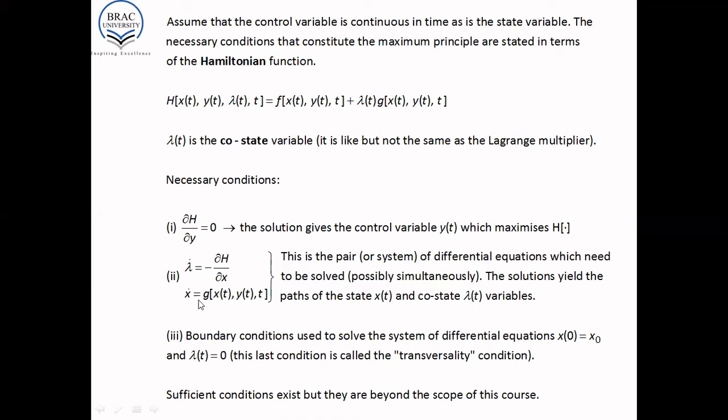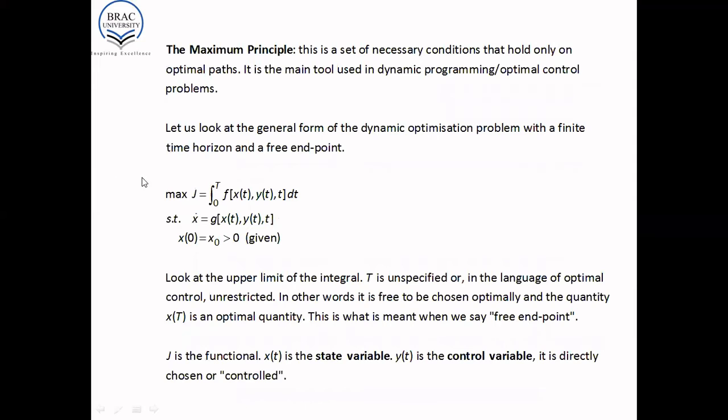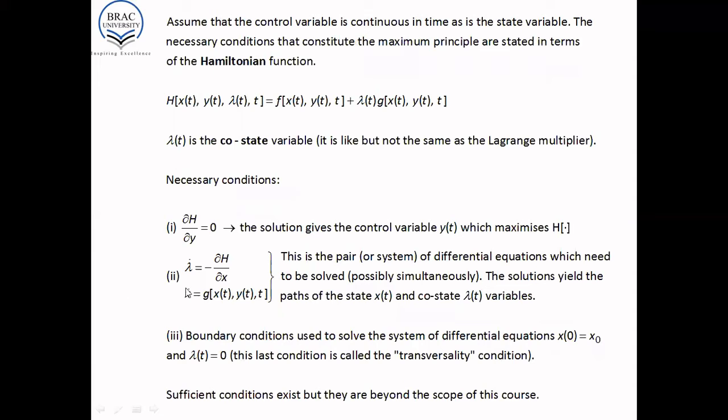x dot is actually one of the restrictions of the maximization problem. This is subject to x dot equal to g of x t, y t, and t, and this forms one of the differential equations that need to be solved. So you have this pair, the pair or system of differential equations which need to be solved, possibly simultaneously, and the solutions yield the paths of the state and co-state variables. The state variable is x of t, and the co-state variable is lambda of t.